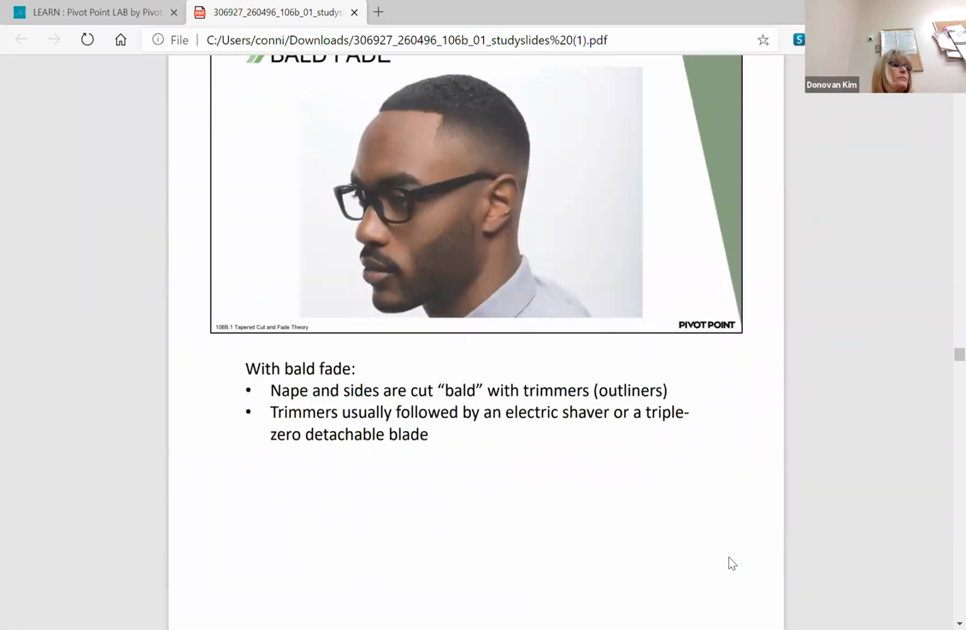So bald fade. Bald fade, sides are bald. Cut with trimmers, outliners, the bald faders, whichever ones you want to use. Some call it the triple shaver, electric shaver, whichever one you want to call it. But guess what? The hair is bald. How low, how high is the bald? That's up for you to decide during your consultation.